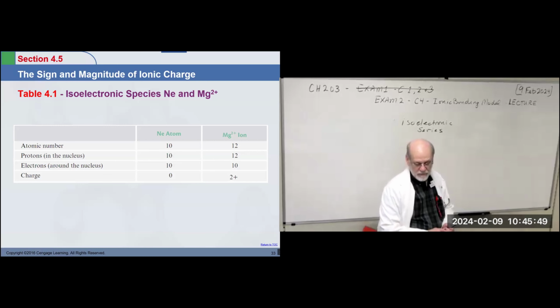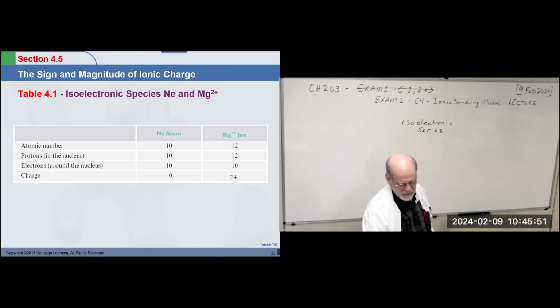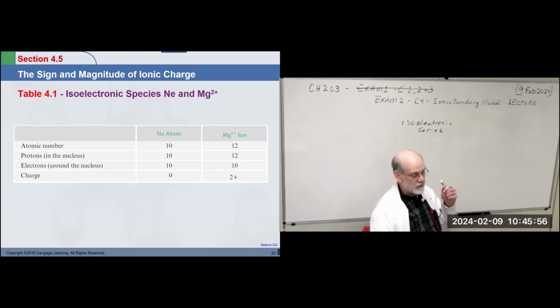All right. So it's just another example. The neon has an atomic number of 10. Magnesium has an atomic number of 12. So neon has 10 protons, magnesium has 12 protons. And in order to get the same number of electrons, magnesium has to undergo a change to an ion. It has to lose 2 electrons to obtain the isoelectronic species that is represented by neon.